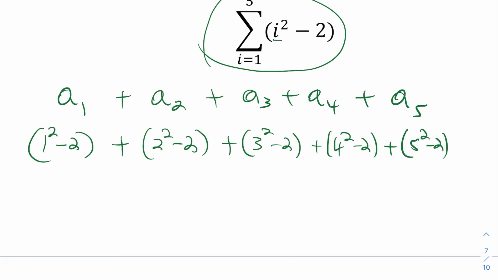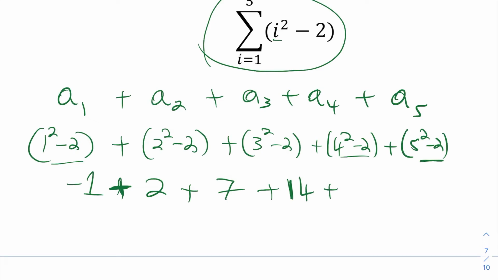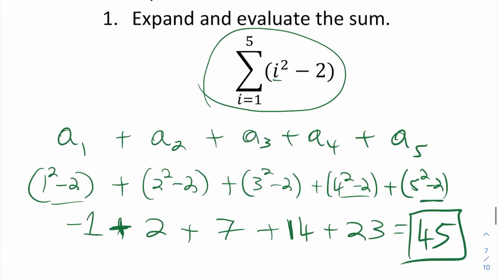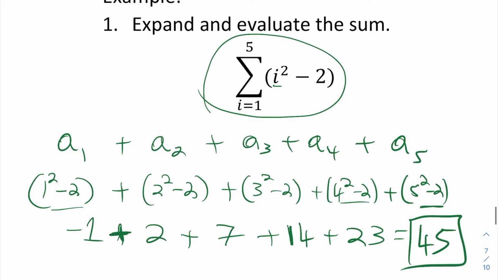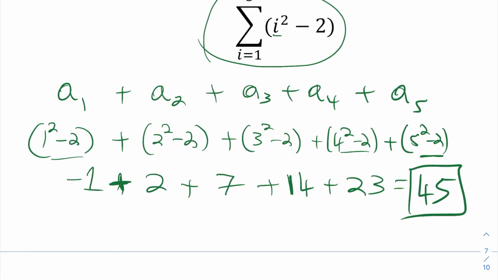So let's go through and find out what it equals. 1 squared is 1, minus 2 is negative 1. 2 squared is 4, minus 2 is just 2. 3 squared is 9, minus 2 is 7. 4 squared is 16, minus 2 is 14. And 5 squared is 25, minus 2 is 23. And then we add all these up. When you add them all up, you just get 45. And that is the fifth partial sum of that sequence. Adding up the first 5 terms, we end up with 45.